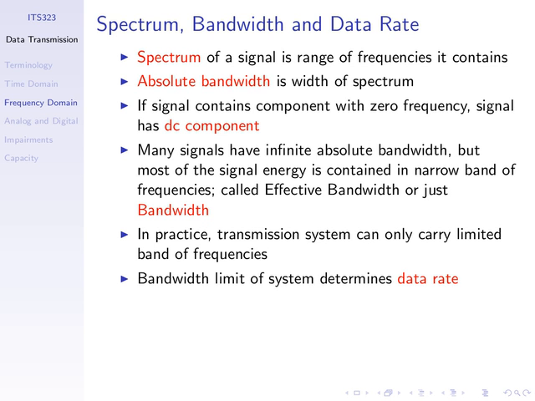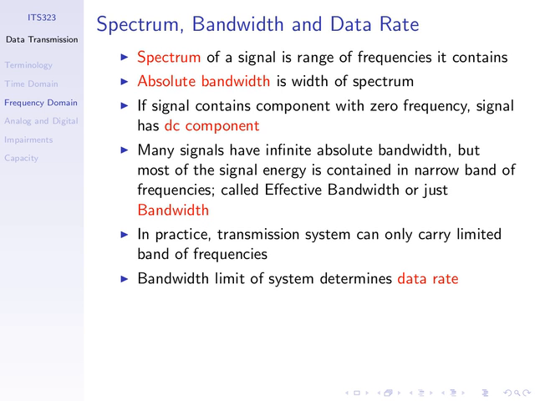So far what you know is signals can be mathematically represented as a composition of sinusoids. We can represent that signal in the time domain or in the frequency domain. The spectrum is the range of frequency components, and the bandwidth, or the absolute bandwidth, is the difference between the maximum and minimum component.